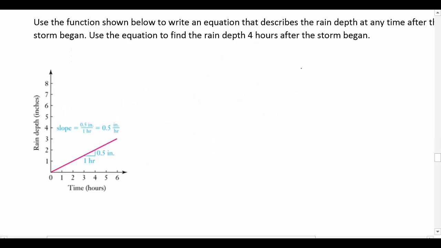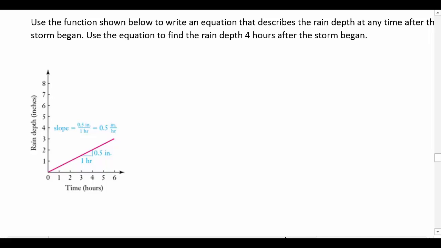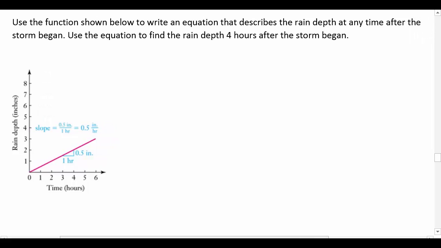Okay, use the function below to write an equation that describes the rain depth at any time after a storm has begun. Use the equation to find the rain depth 4 hours after the storm has begun. So we need a couple of bits of information here. I need to know the slope and the y-intercept, and then I can insert those numbers into y equals mx plus b.